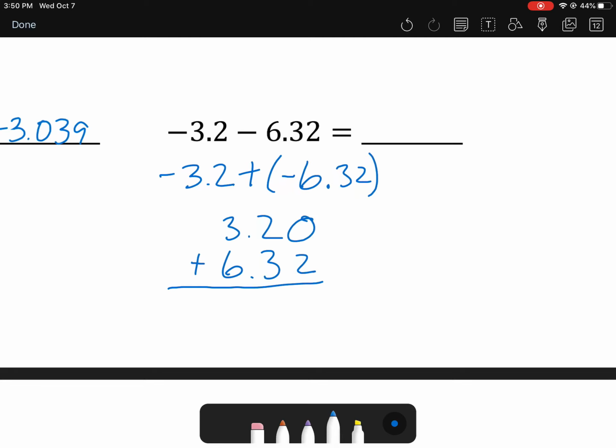I have an empty spot here. I can put a 0 in there, and now I can just go ahead and add up and down. 0 plus 2 is 2, 2 plus 3 is 5, and 3 plus 6 is 9. Making sure our decimals are lined up, so I can drop a decimal right there. Looking back at this step, I do have two negative numbers that I'm adding together. So my final answer should be negative 9.52.